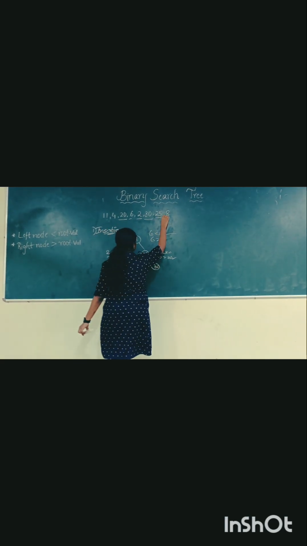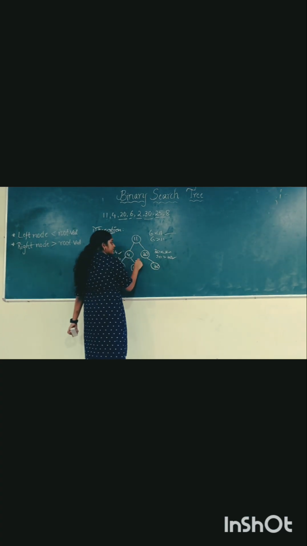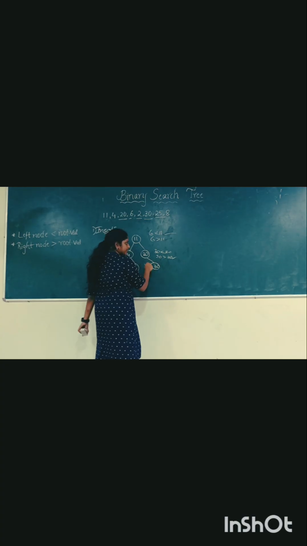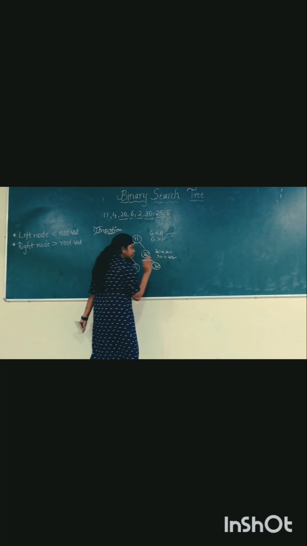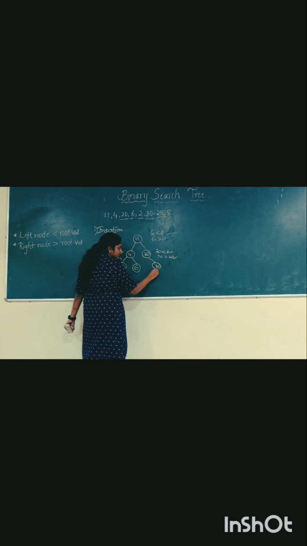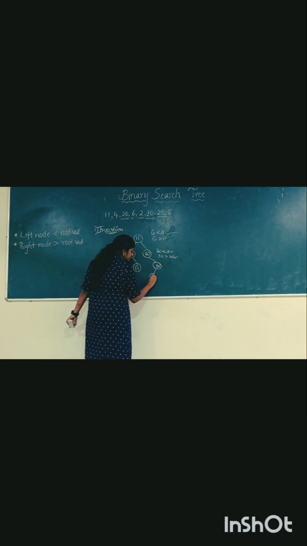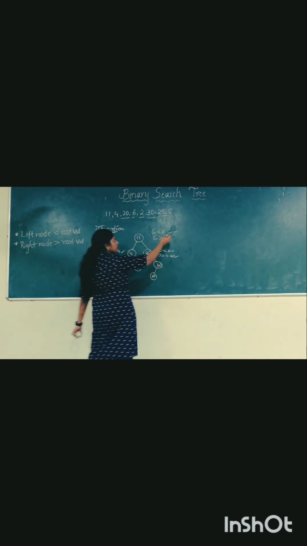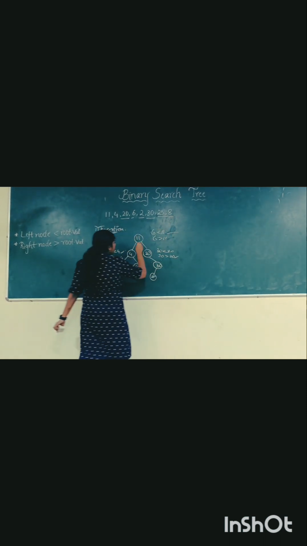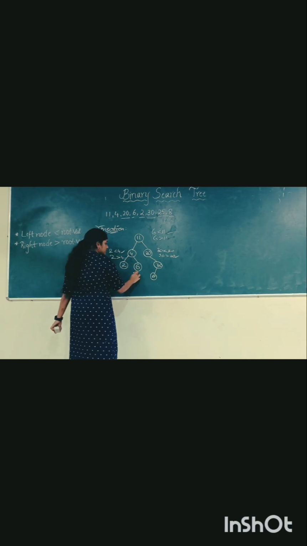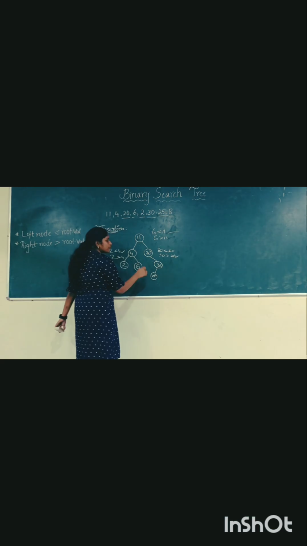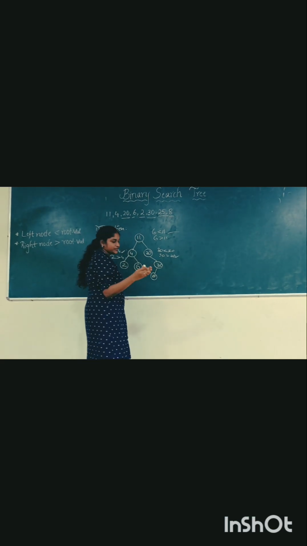And 25. 25 is greater than 11. 25 is greater than 20. But 25 is less than 30. So we should insert 25 at the left side of the 30. Like all this, we should insert 8 also. 8 is less than 11, 8 is greater than 4, 8 is greater than 6. We should insert 8 at the right side of the 6.